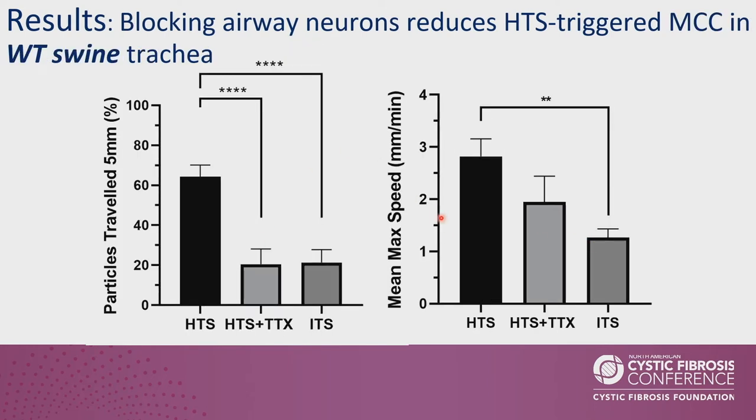Then we used our mucociliary clearance assay to study the MCC process. On the left is how many particles are cleared by the MCC process, and on the right is the speed of those moving particles. Compared to isotonic saline, hypertonic saline significantly increased how many particles were successfully cleared from the airway, and the speed of movement is almost doubled. However, when we apply TTX to our preparation, it reduced the amount of particles successfully cleared from the airway. Although the speed of movement is not significantly different, there's a reduction there.